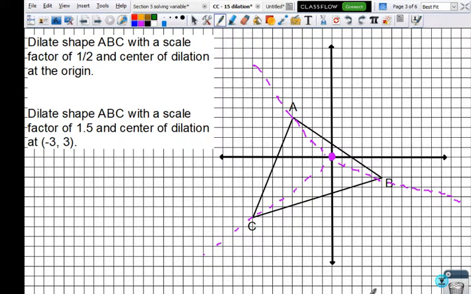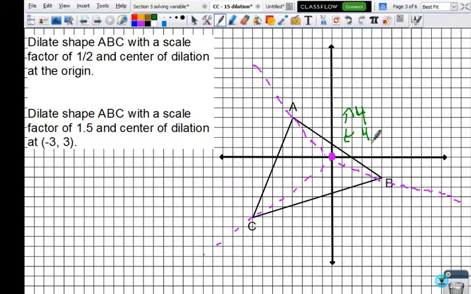Alright, now I need to count and see how do I go from my center of dilation to each point. How far up, down, left, right do I need to go? So if I'm going to go to A, I have to go up 1, 2, 3, 4. I'm going up 4. And then I have to go left 1, 2, 3, 4.